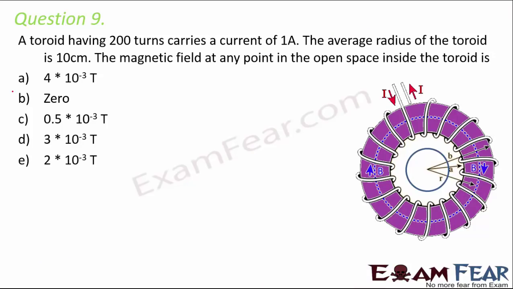Question number 9. A toroid having 200 turns carries a current of 1 ampere. The average radius of the toroid is 10 centimeters. The magnetic field at any point in the open space inside the toroid is.